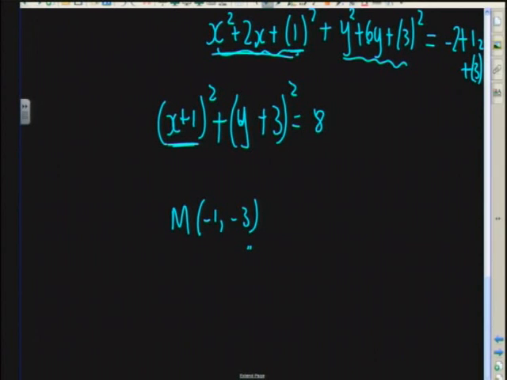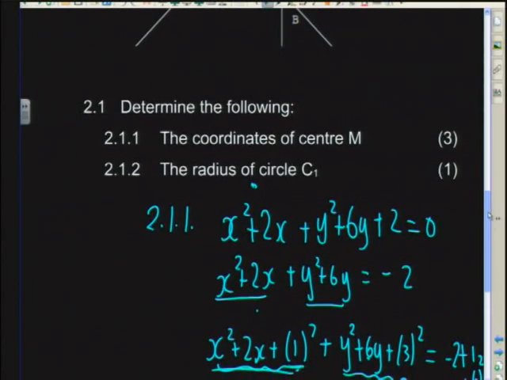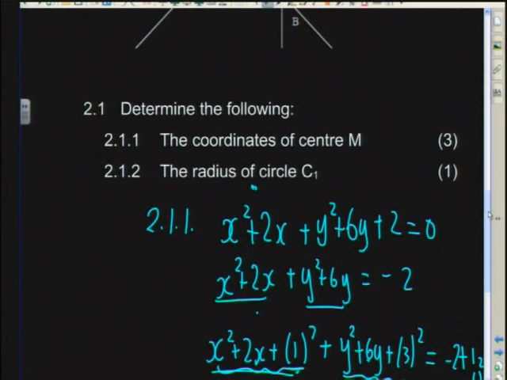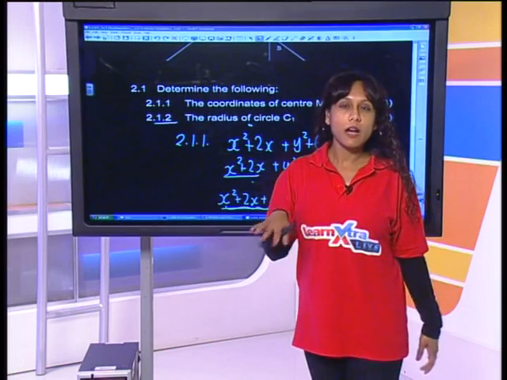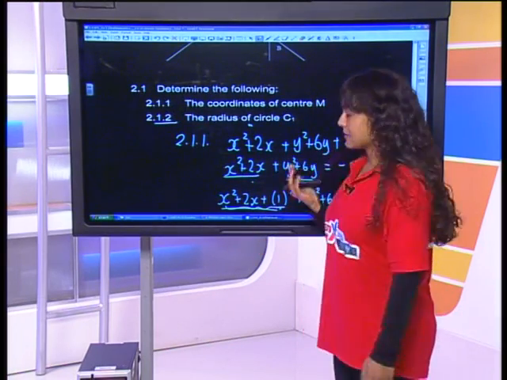Because if x plus 1 is 0, we get x as minus 1. So the x coordinate of M is minus 1. The y coordinate of M is minus 3. And we know r squared is 8, therefore the radius would be the square root of 8. Which we've already answered. We've actually answered now question 2.1.2, which says find the radius of circle C1.